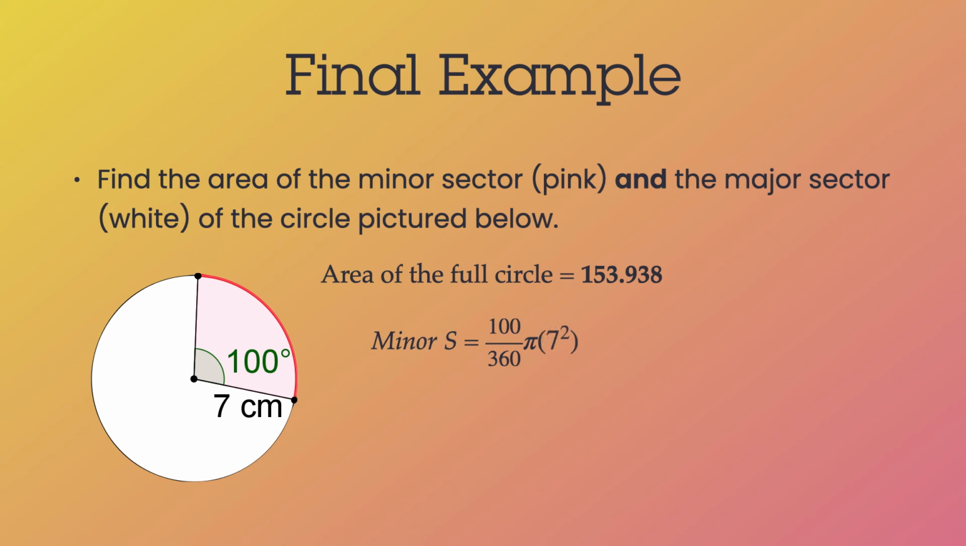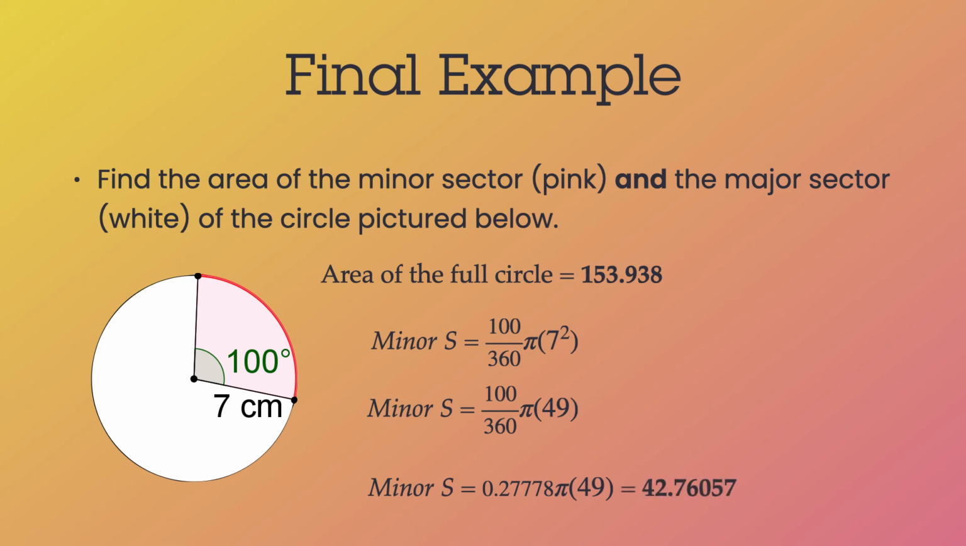Now we'll just start simplifying and grab our calculator. We know 7 squared is 49. Divide 100 by 360, we get 0.2777 repeating. I went ahead and rounded it to the 8 after a few 7s. Then while that number is in your calculator, just hit times pi times 49, and you should get 42.76057. It keeps going. But that is the area of our minor sector. We'll end up rounding it to the nearest tenth at the very end.